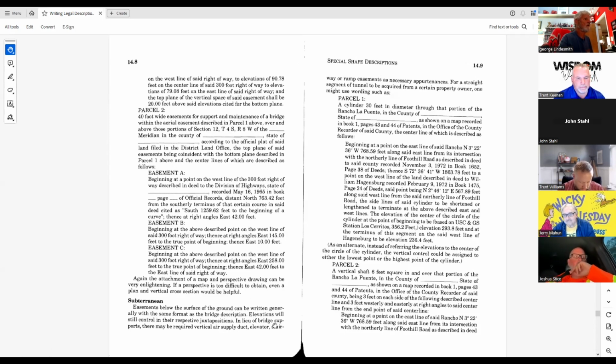with the same format as the bridge description. Elevations will still control in their respective juxtapositions. In lieu of bridge supports, there may be required vertical air supply duct, elevator, stairway, or ramp easements as necessary appurtenances for a straight segment of a tunnel to be acquired from a certain property owner. One might use the wording such as, and he gives some examples.